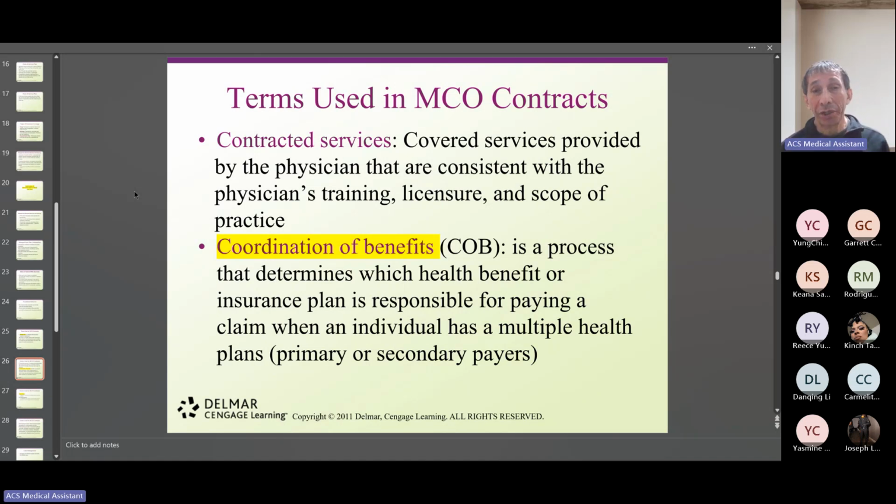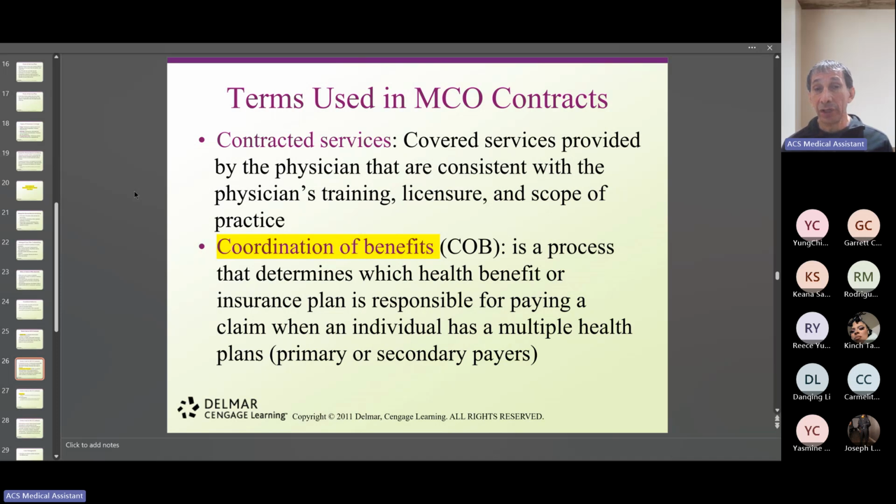So when we coordinate benefits, it means, okay, if I have one insurance, a primary insurance, well, that's the only one who's going to pay. But now, what if you don't have insurance? Then you're going to be a dependent if your spouse has insurance. So here the key is who will pay for your services.